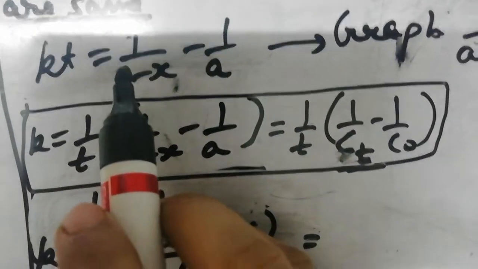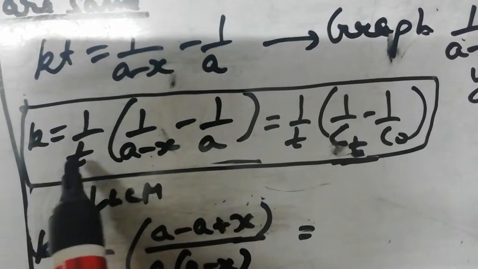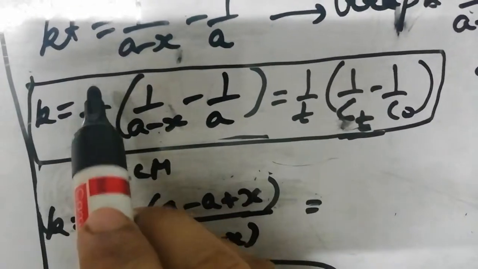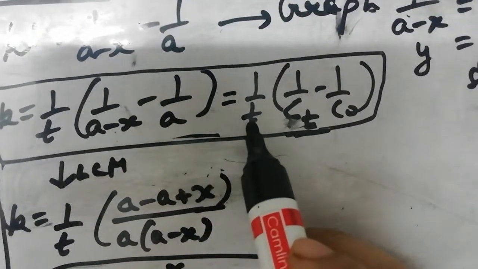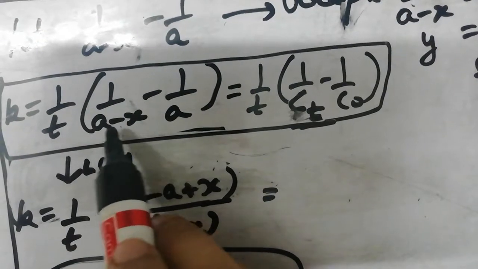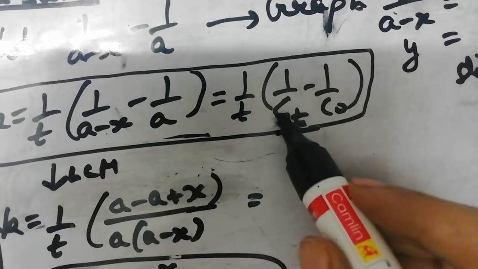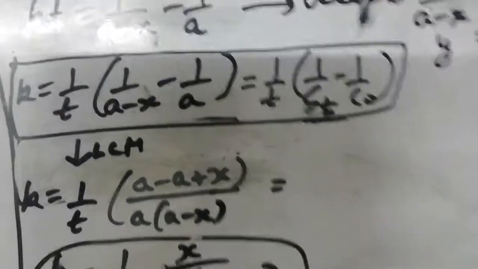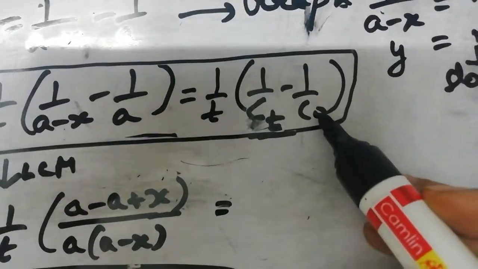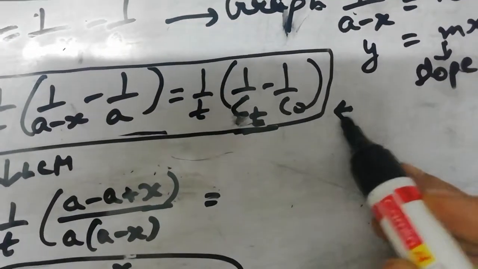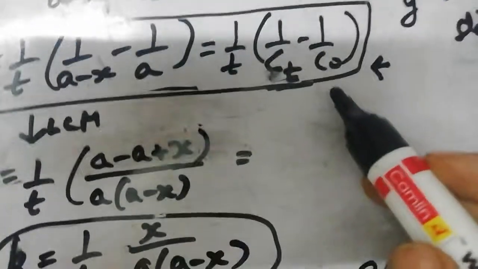kt is equal to 1 over a minus x minus 1 upon a. And taking t on this side, we get k is equal to 1 upon t into (1 over a minus x minus 1 upon a). We can also write this equation, as a minus x is the concentration at any instant of time, so instead of a minus x we can write Ct, that is concentration at any instant of time. And a is the initial concentration, so we can write it as C naught, the concentration at the start of the reaction. So this is the equation for second order reactions.